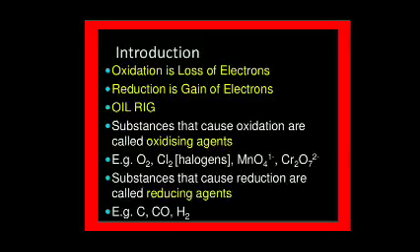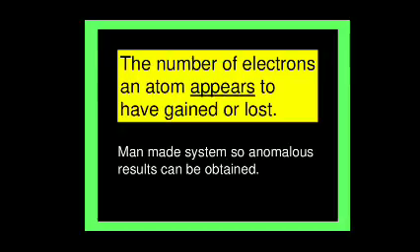Introduction. Oxidation is loss of electrons. Reduction is gain of electrons. Substances that cause oxidation are called oxidizing agents, for example O2, Cl2 and so on. Substances that cause reduction are called reducing agents, for example H2, C, CO and so on.